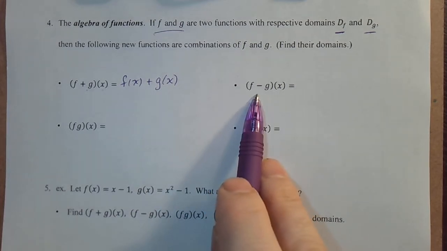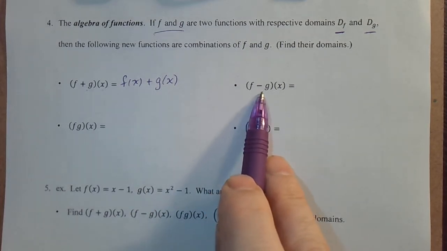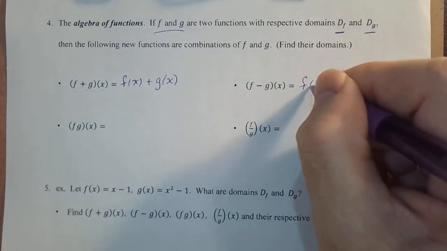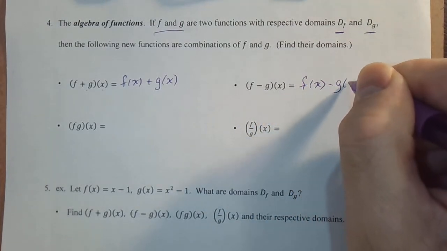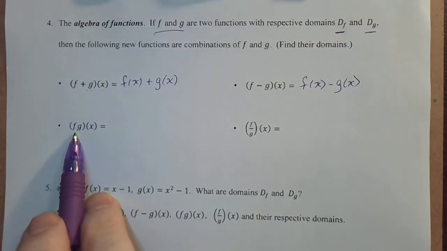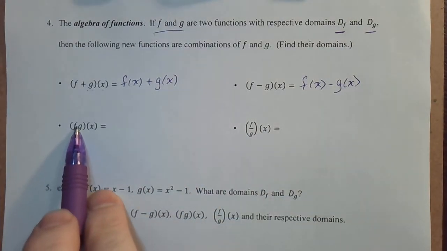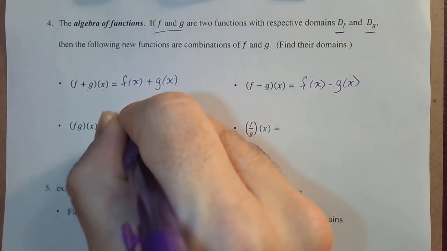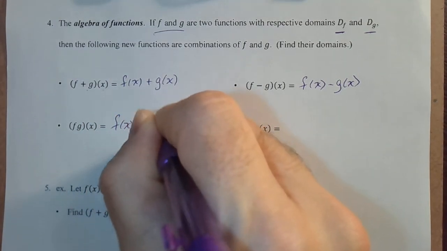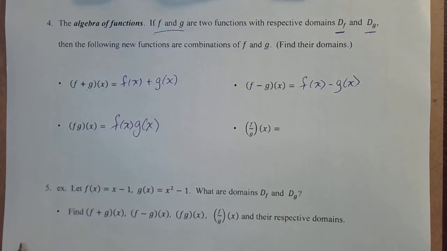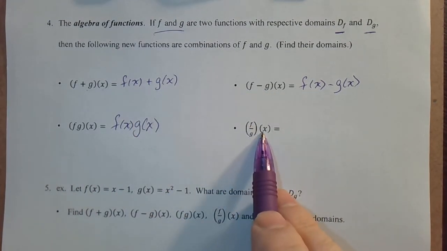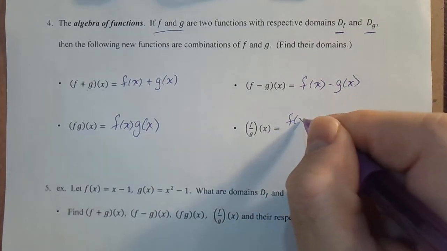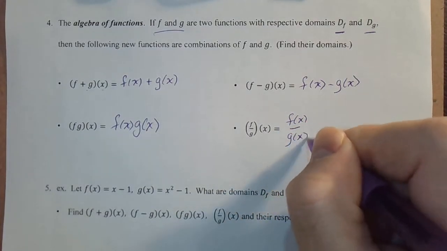And now this one obviously is going to give you f of x minus g of x. And this one, you could even put a dot in it if you wanted to, or a multiplication symbol, but putting two letters next to each other implies multiplying them. F times g of x is f of x times g of x, multiplied together. And the last one, f over g of x, is f of x over g of x.